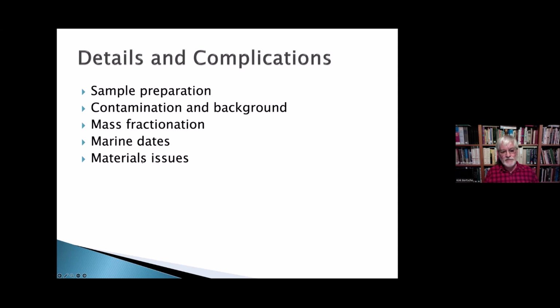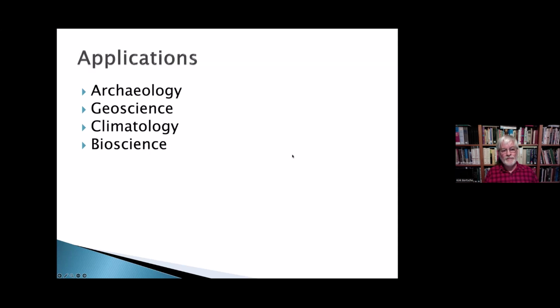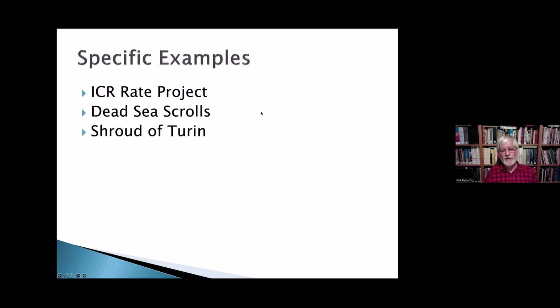And then there's issues with various materials that are difficult to date. But let's look at some applications. There's quite a few: archaeology, geoscience, climatology, bioscience. And I want to look at 3 specific examples: the ICR Rate Project and the Dead Sea Scrolls and the Shroud of Turin.